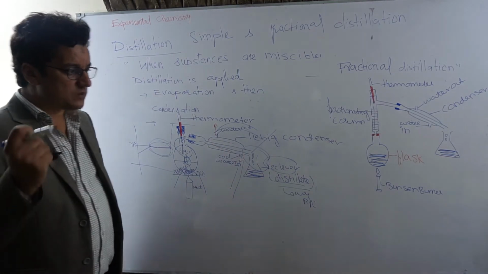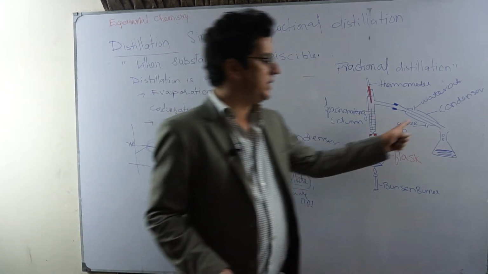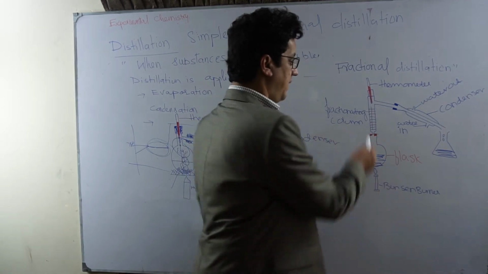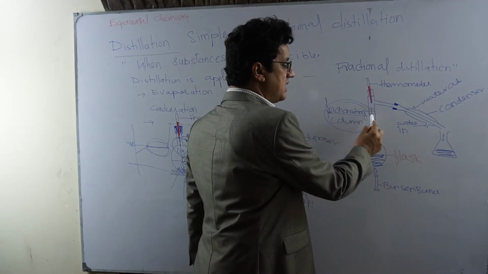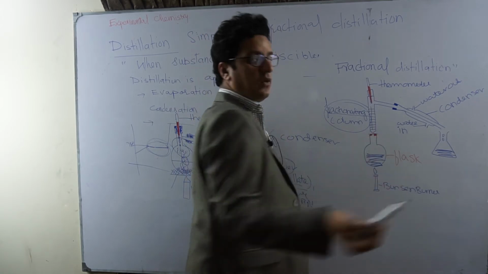If you want much more accuracy, you need to add an apparatus in between the Liebig condenser and the distillation flask, and that is called what? Fractionating column. Fractionating, it will separate the fractions. And why will it separate? Based on the different boiling points.